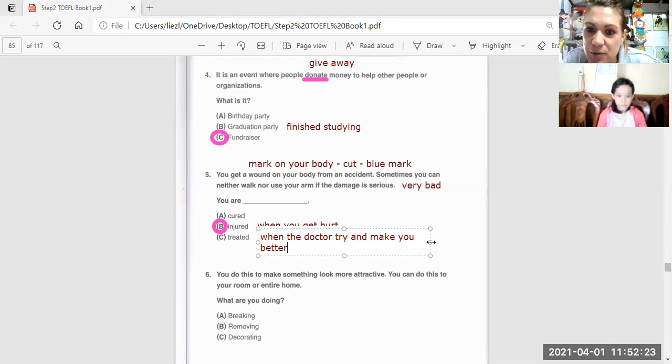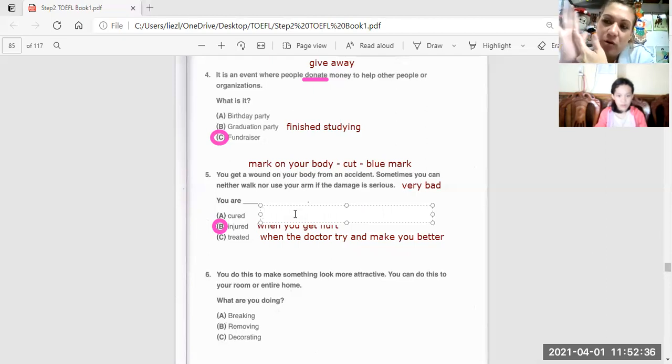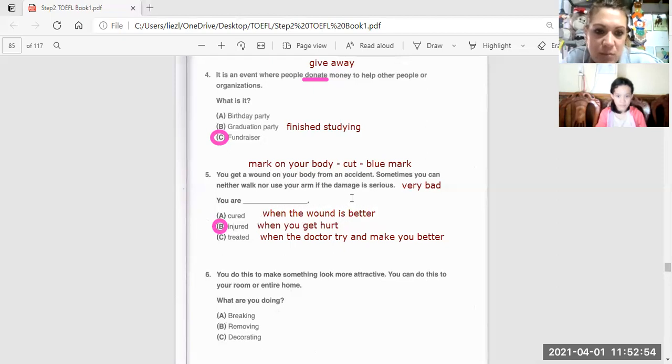Then the doctor tries to make you better. Then he's treating you. And cured means after treating you, the wound is going away and it's getting better and you don't have a wound anymore. You don't have your cut on your arm or your hand anymore. Then you are cured. You're not sick anymore. Do you understand? Yes, I understand. When the wound is better, then you're cured. Then you can't almost see it anymore.